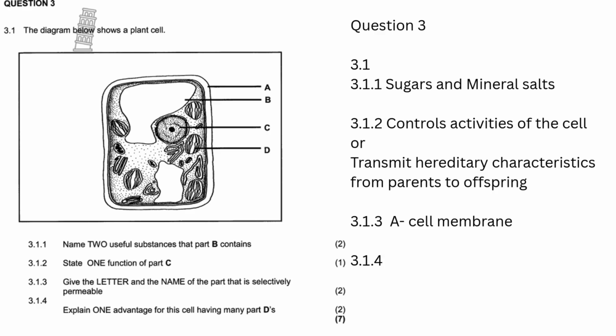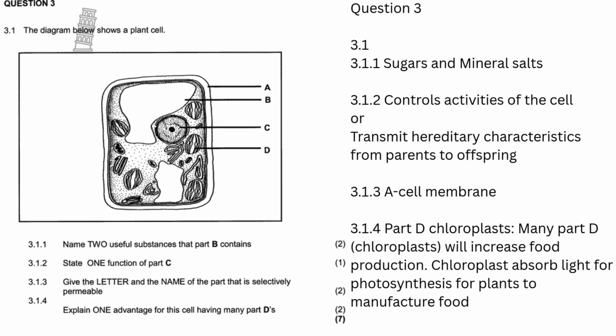3.1.4. Explain one advantage of the cell having many of these parts. Okay, for 2 marks. The answer is more chloroplasts increase the rate of food production, photosynthesis, by absorbing more sunlight. Okay, part D is the chloroplast. These are like tiny solar panels. Their job is to catch sunlight to make food for the plants, a process called photosynthesis.